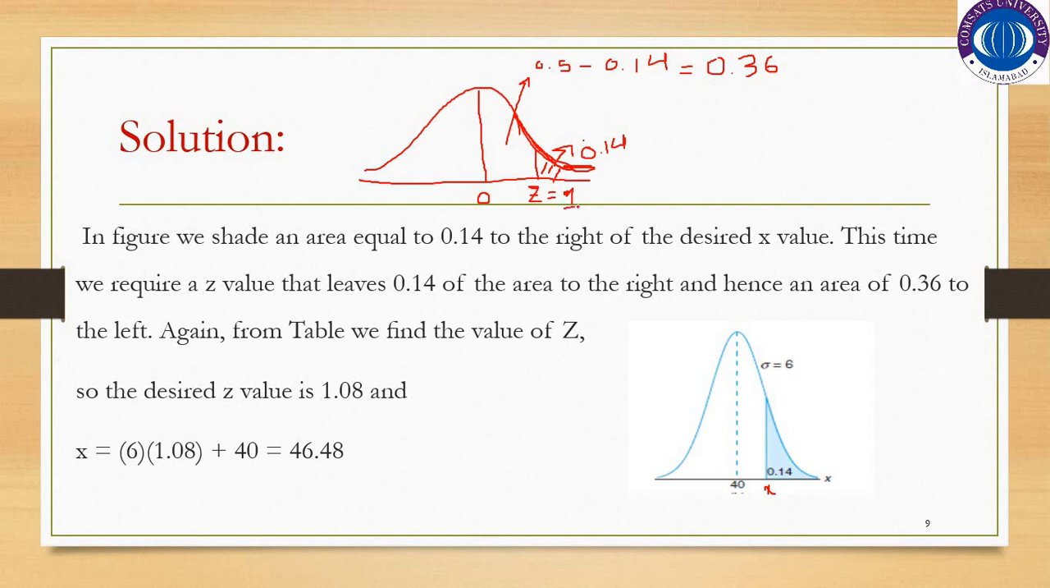of the mean 0. So it will be 1.08, and by substituting it in z is equal to (x minus mean 40) over sigma 6. By simplifying it, we will get 46.48. The value of the random variable x at this point is 46.48.